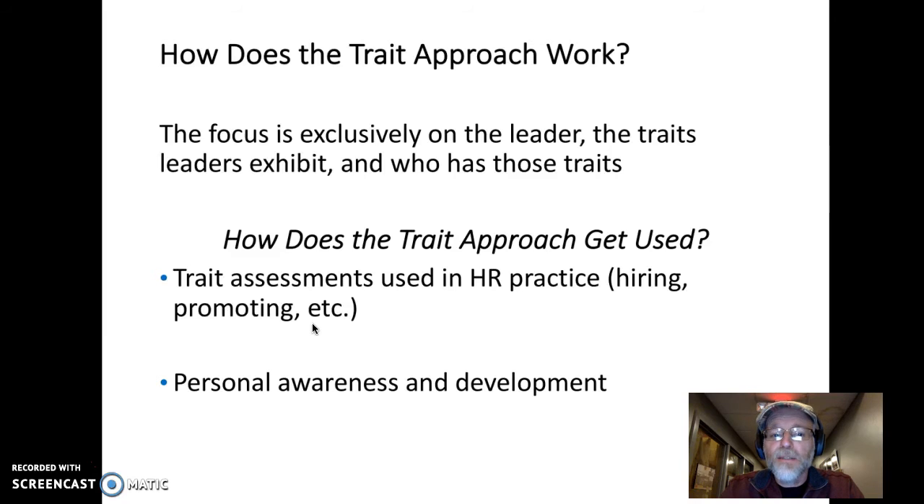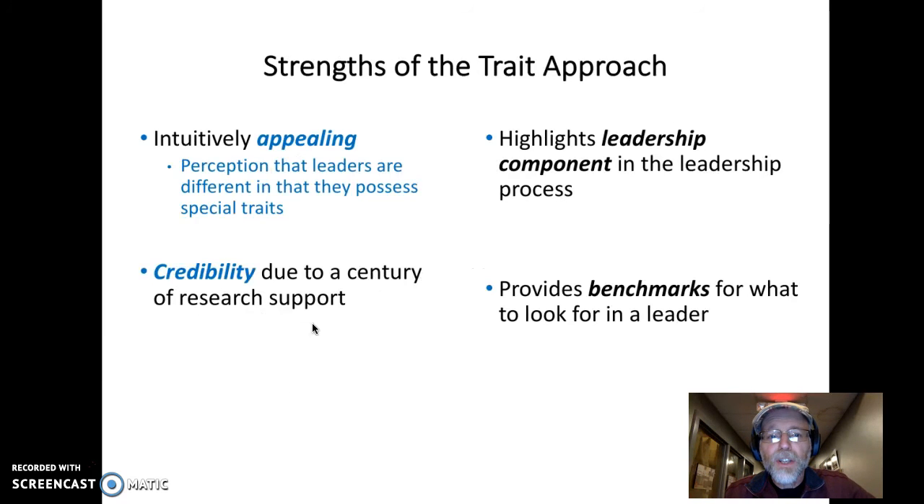There's a lot of criticism of the trait approach today, a lot of it that I would agree with, and Northouse brings up some. But the trait approach is used quite a bit in human resources and in hiring because they run personality tests to make sure that you're a good fit for those positions. So the trait approach is also used to give us awareness of our own leadership style and our own personality.